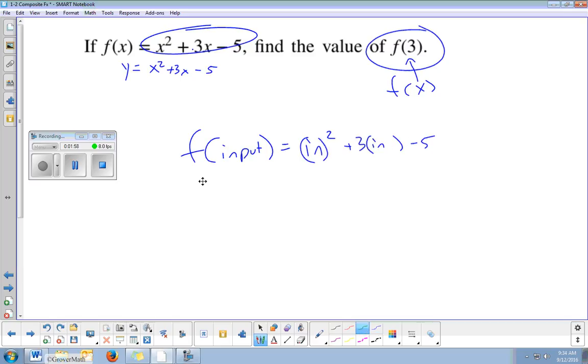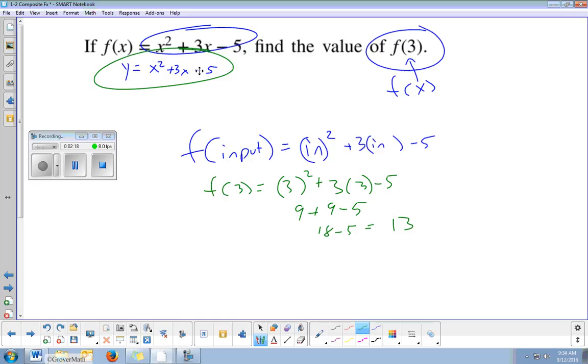So in the case of f of 3, I'm going to put that into the input. That would be 3 squared plus 3 times that 3 minus 5. 3 squared is 9 plus 3 times 3 is 9 minus 5. 18 minus 5 is 13. And if we typed y equals into our calculator and looked at this graph and the table, we would see the point (3, 13) on the table, and the graph goes through that point. This is from your domain, and this is from your range. When you plug in a 3, you get out a 13.